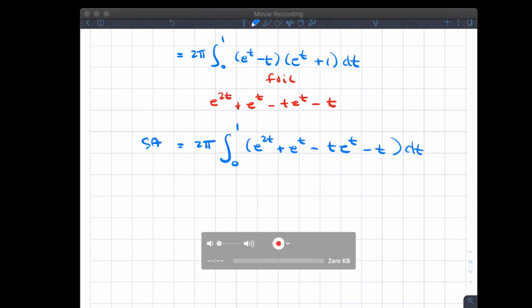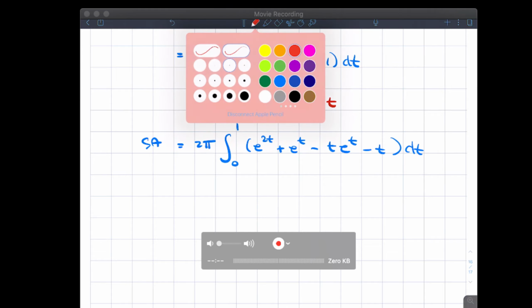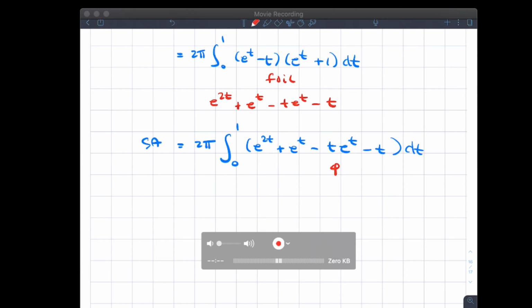Properties of integrals: the integral of a sum and differences is the sum and differences of integrals. But I want to note here that you may say, Mr. Judge, how do I integrate t e to the t? Use what again? Integration by parts, IBP. So you're going to get to use integration by parts here to find this portion, ladies and gentlemen, IBP.